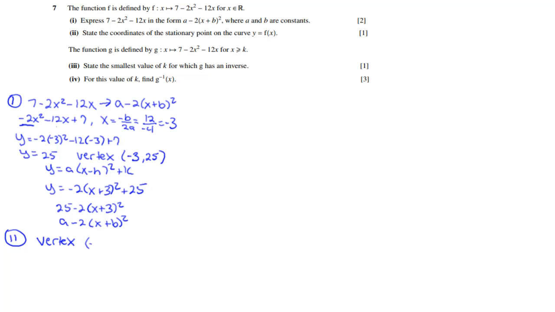The vertex, well, we already found the vertex. That's negative 3, 25. That's a stationary point. By the way, it's a maximum.